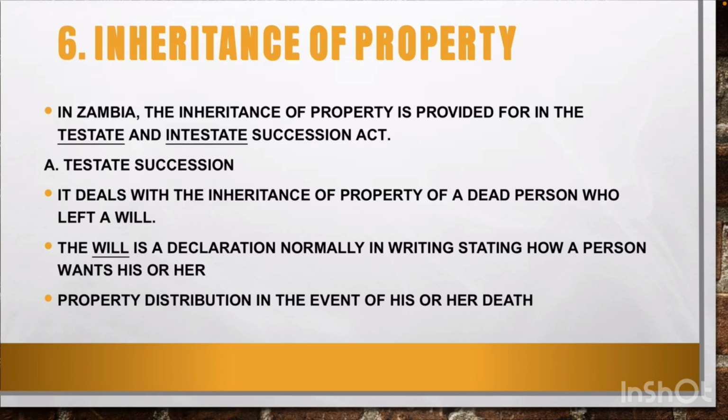So you will write a will. Okay, when I die, the money that is in the account should be for Mulenga. The vehicle is for Chanda. The farm or the land is for the firstborn child. Like that, you write a will. So when you die, the people will use that will to distribute your property.